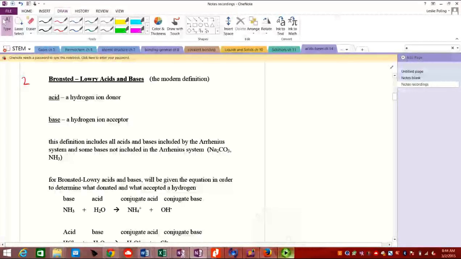Now, the Arrhenius definition is great. However, it didn't include a lot of things that were known to be acids or bases. So the modern definition is the Bronsted-Lowry definition, and in a book you'll probably see that O with a slash through it because of whatever language Mr. Bronsted came from. I can't remember it this time.